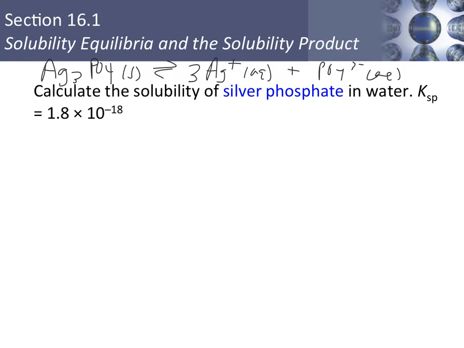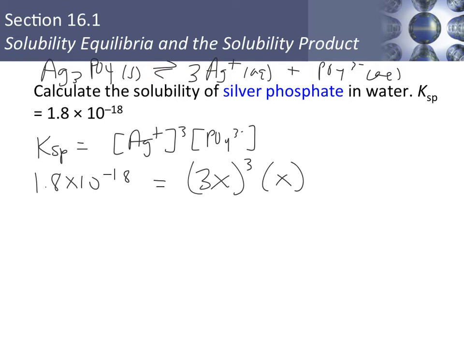Now let's calculate the solubility for silver phosphate in water. Ksp is 1.8 times 10 to the negative 18th. So here's our chemical equation up here at the top. We get 3 silver ions for every 1 phosphate ion. Our equilibrium expression shows that the Ksp is equal to the silver ion concentration cubed times the phosphate ion concentration.